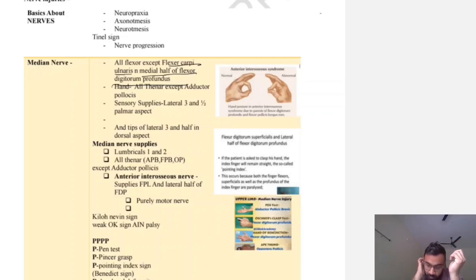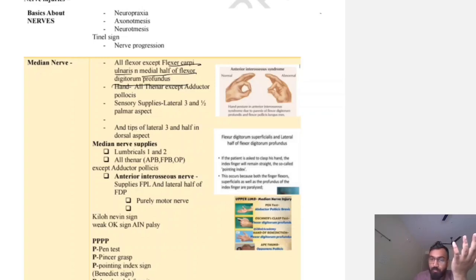Okay, now it is again going forward. The thenar muscles are supplied by the median nerve. Now the first and second lumbricals, there are 4 lumbricals. The first and second lumbricals are supplied by the median nerve, and the third and fourth come in the way of the ulnar nerve. So the third and fourth are supplied by the ulnar nerve.